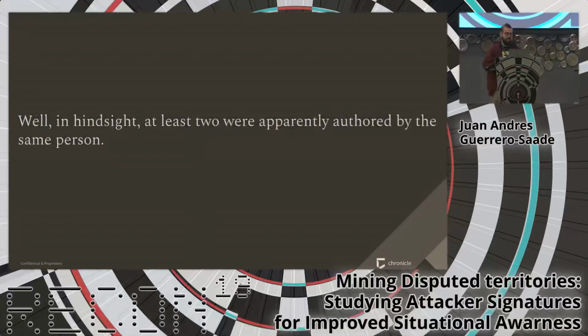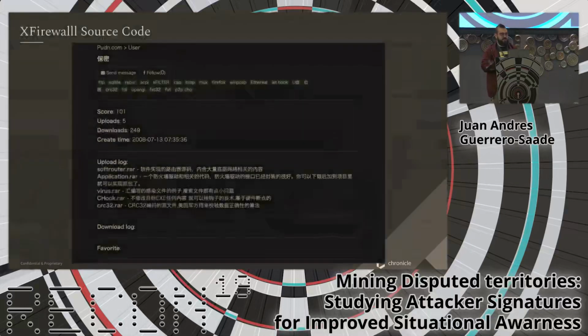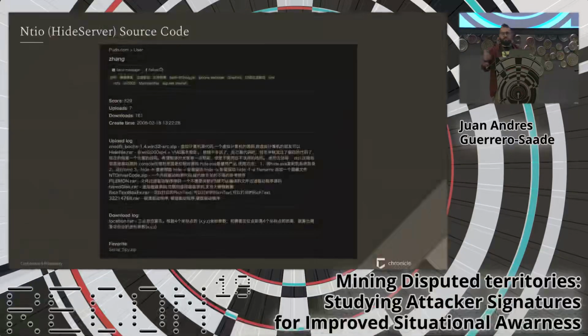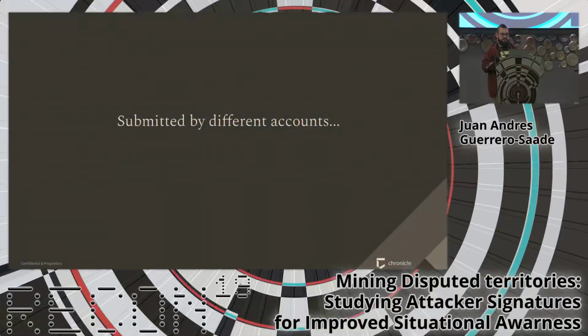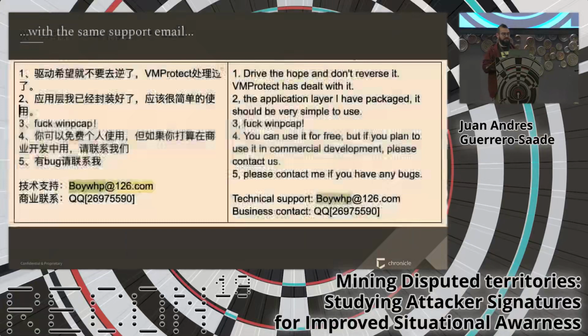Well, in hindsight, at least 2 of these rootkits were authored by the same person. It turns out there's this nice website some of you might recognize called Putin, where people in China share source code. And this is the source code for X-Firewall, and this is the source code for Hide Server. Cool, all right. They're submitted by different accounts, but it turns out that they're actually supported by the same email.